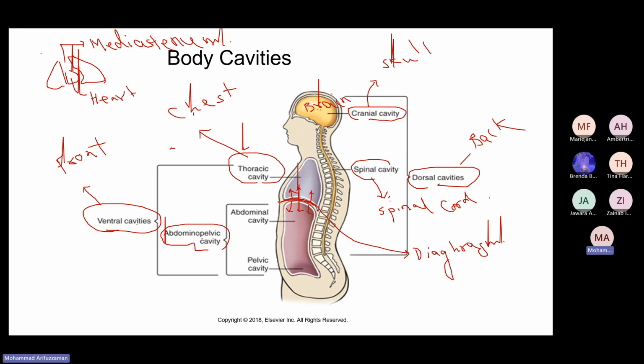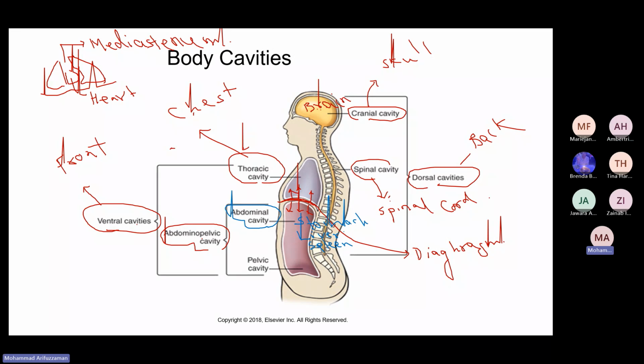Now, relative location questions, let's see. This is the thoracic cavity. Now, the abdominopelvic cavity is divided into the abdominal cavity. So what are the organs, for example, in the abdominal cavity? Stomach, intestines. Good, absolutely correct. That is the stomach, even the liver, the spleen, intestine, gallbladder, pancreas.